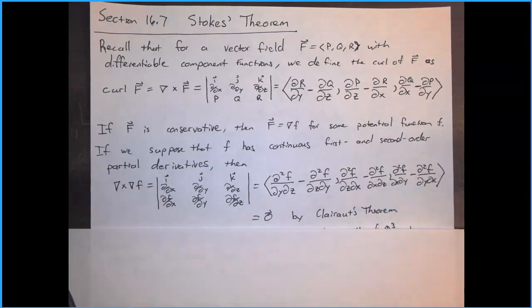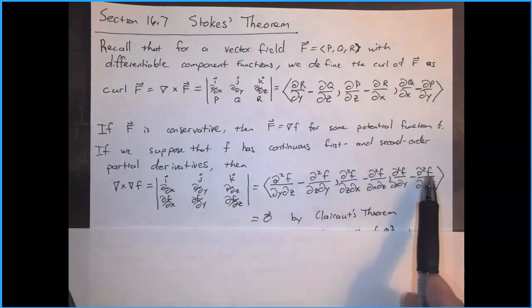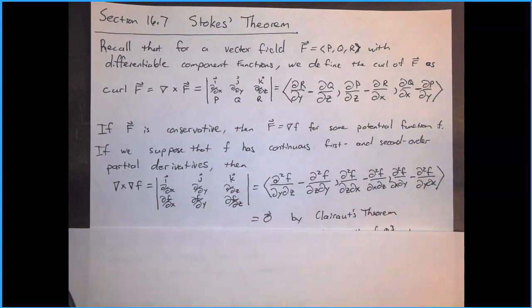And Clairaut's theorem says if these are continuous, then they're the same because it doesn't matter what order you differentiate if you have continuous derivatives. So we assumed we had continuous derivatives, so by Clairaut's theorem, this is 0, this is 0, this is 0, the curl is the 0 vector. So what this tells us is that if we have a conservative vector field whose component functions are continuously differentiable, then the curl of that vector field is 0.